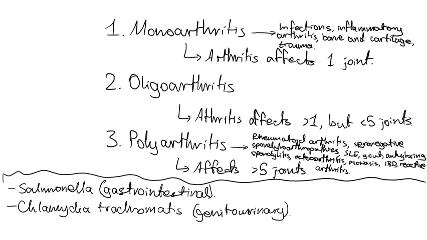So on this slide, we've gone through monoarthritis, oligoarthritis, and polyarthritis. We also looked at the causes of monoarthritis and polyarthritis, and we also looked at the common infectious causes of arthritic conditions, which include salmonella and chlamydia trachomatis.